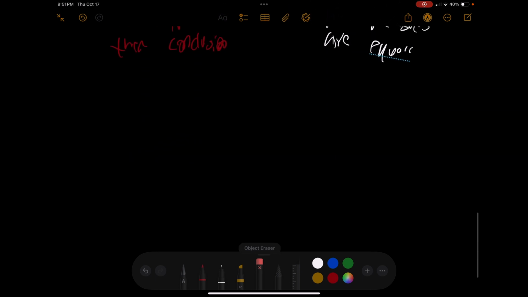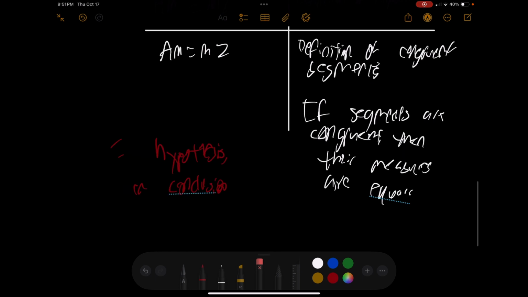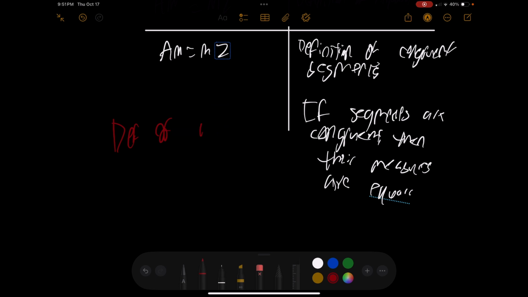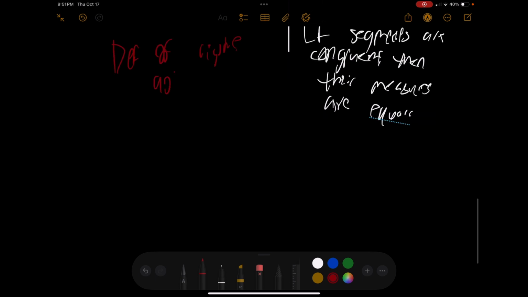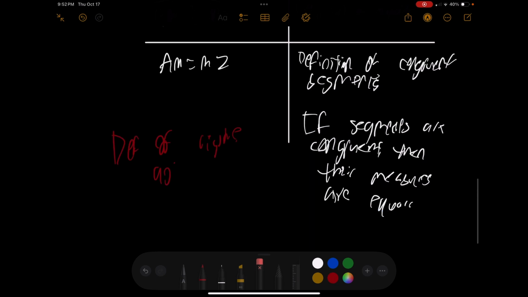And any definition is true. Let's think about the definition of a right angle. A right angle is a 90-degree angle. So we can say if an angle is right, it's 90 degrees. If an angle is a right angle, it is 90 degrees. So that's what our definition is basically saying.